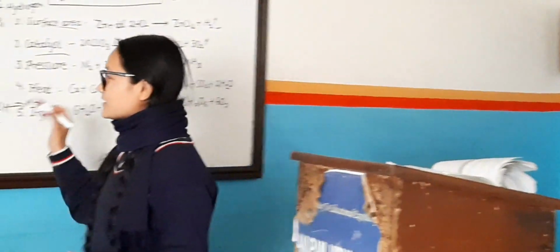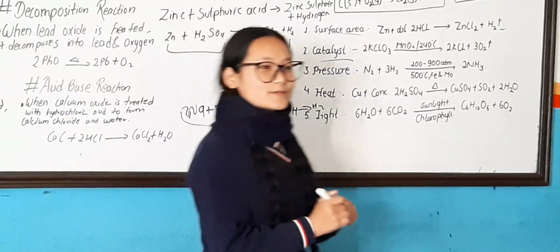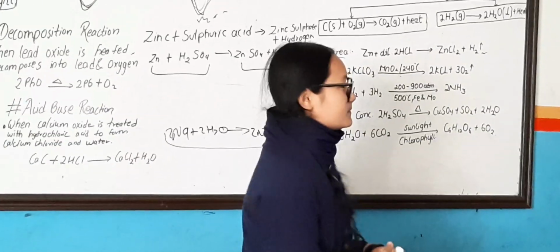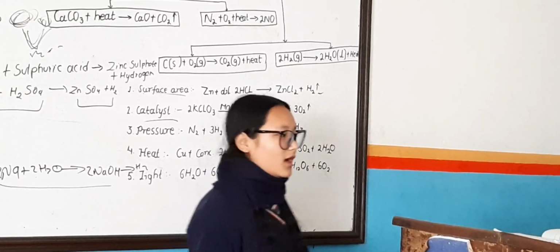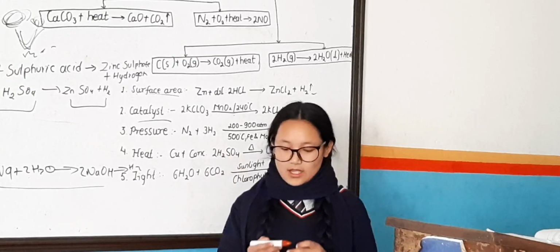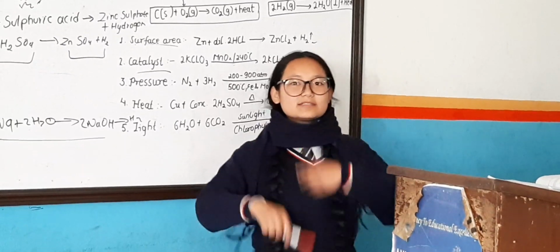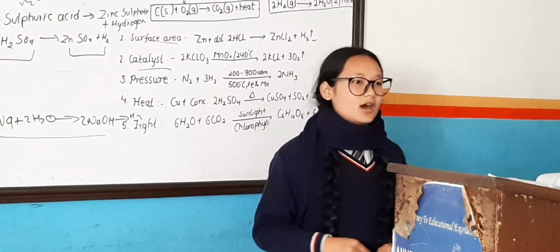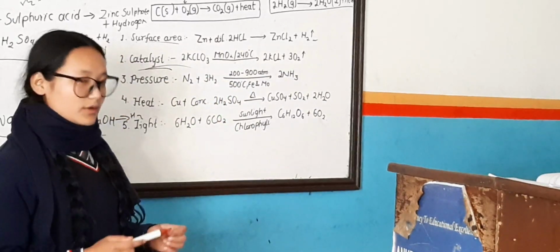Yes, as she has shown, it is related to the speed of the rate. Using a catalyst either increases the rate of the chemical reaction or decreases the rate of the chemical reaction. And one of its examples is given here with a balanced equation.